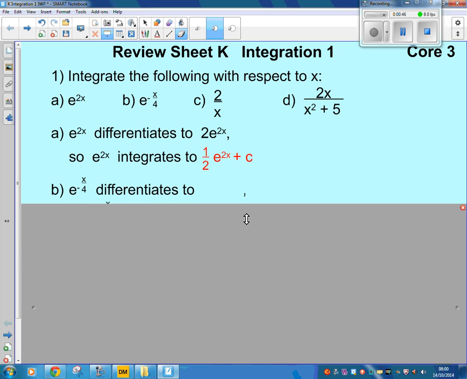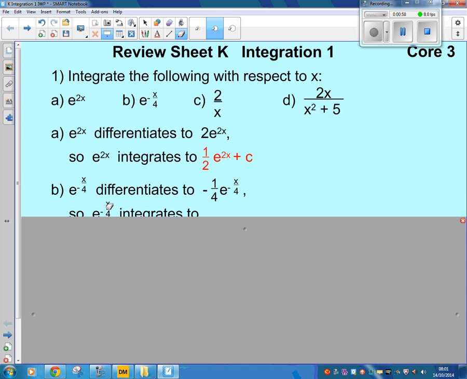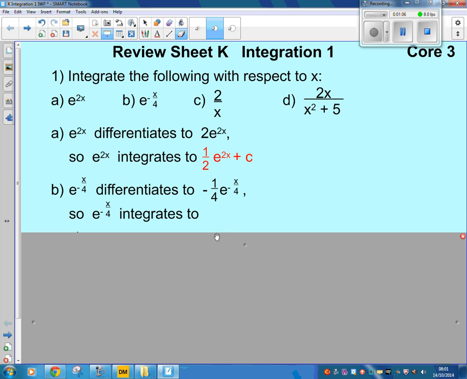Then we look at our next one, e to the minus x over 4. Again, differentiate it. Differentiate the minus x over 4, you get minus a quarter, e to the minus x over 4. So this time it is dividing it by minus 4. Finding minus a quarter of something is dividing it by minus 4. So to integrate, you multiply by minus 4, and you get minus 4 e to the minus x over 4 plus c. You can check these by differentiating.